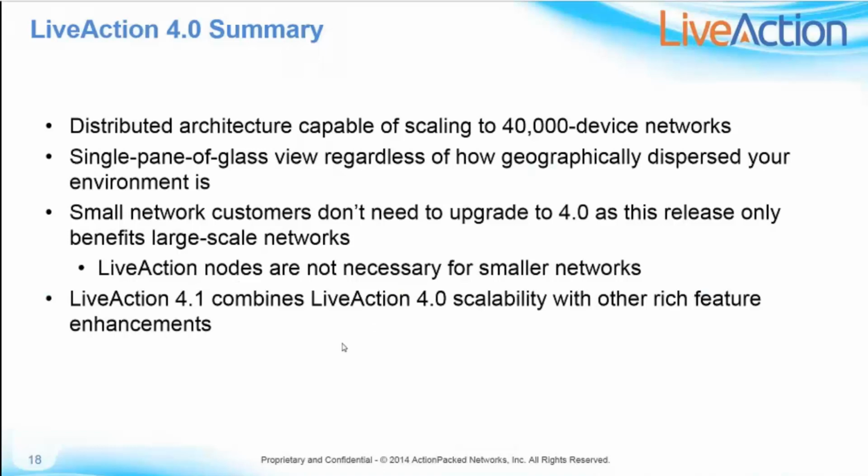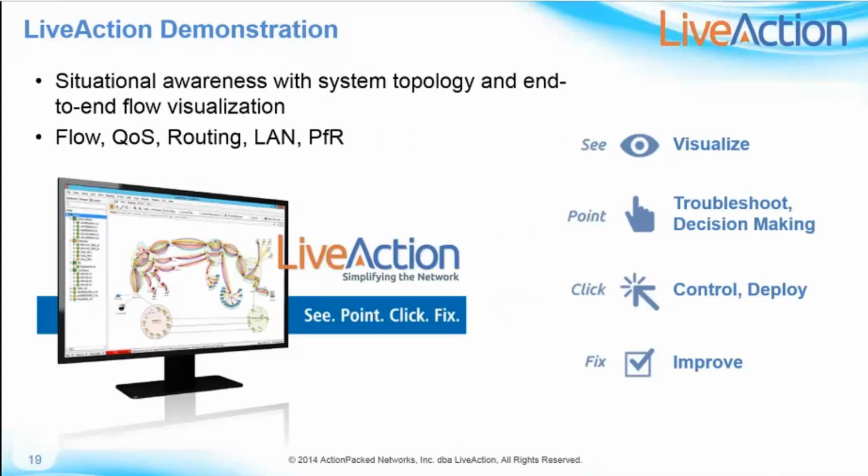Small network customers really don't need 4.0. They can stay on our 3.x release because it's not necessary for smaller networks. The 4.0 can be installed if our customers want to upgrade. And once again, for our large customers, they are moving to 4.0. And we'll see 4.1 coming shortly that offers even more feature enhancements as far as PFR, scalability, and a few other nice tricks such as NCCM. So let's take a demonstration and take a look at LiveAction 4.0 and some of the features we have in the tool today.